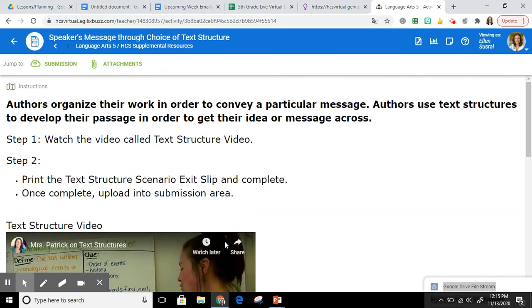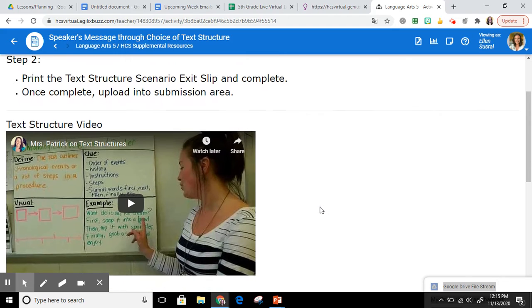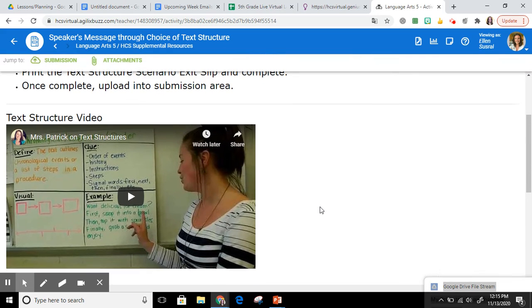And then you've got your directions step by step. It says authors organize their work in order to convey a particular message. Authors use text structures to develop their passage in order to get their idea or message across. So step one, you're going to watch the video called Text Structure Video, and that's right here below. So you're going to watch that.